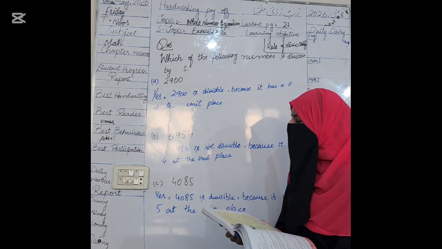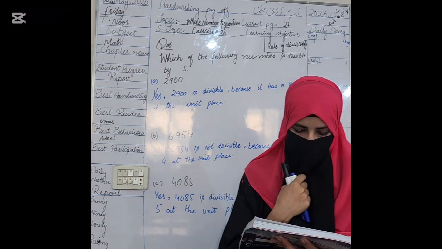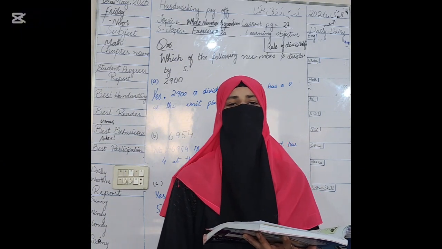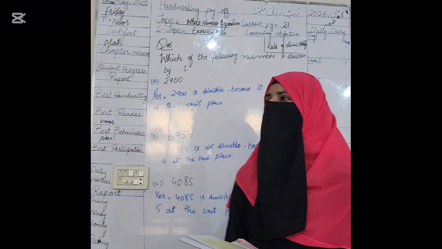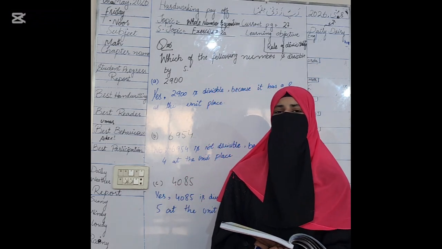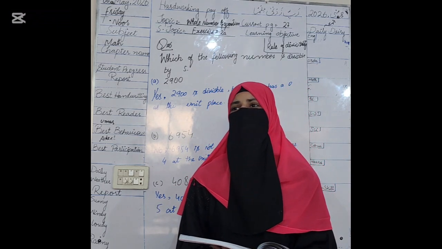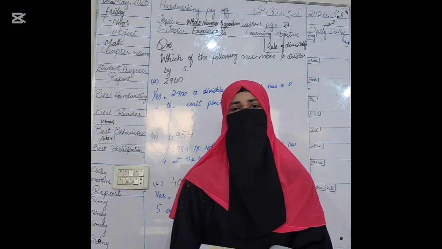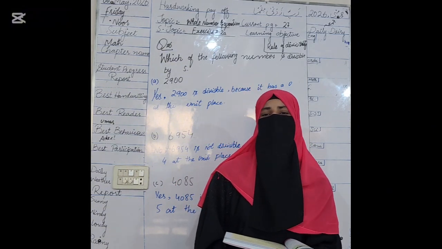So all the students open your book page number 27. Question number 6, in which they say: which of the following numbers are divisible by 5. So in this question you have to determine whether the number is divisible or not divisible by 5. Students, you know that to check whether the number is divisible by 5 or not, you look at its last number.